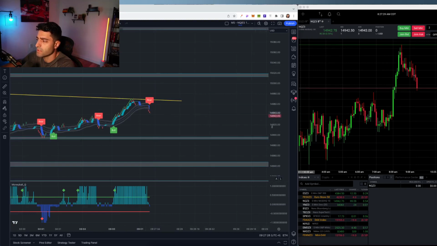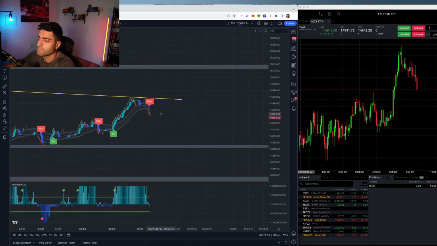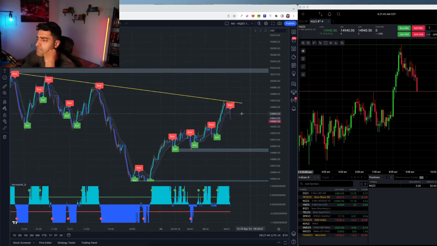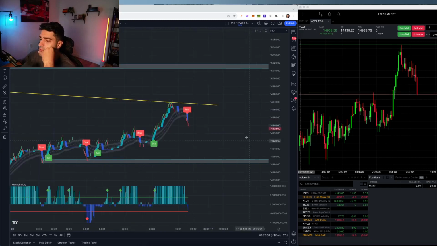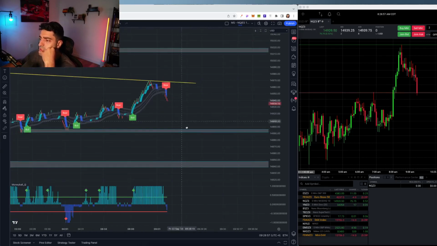There's that bear alert print. See if buyers step up here. If not, I have no problem sitting out. Got this little downward trend line here. 3 minutes to market open. See if buyers can step in here at the open. If not, definitely see a push down to these levels.